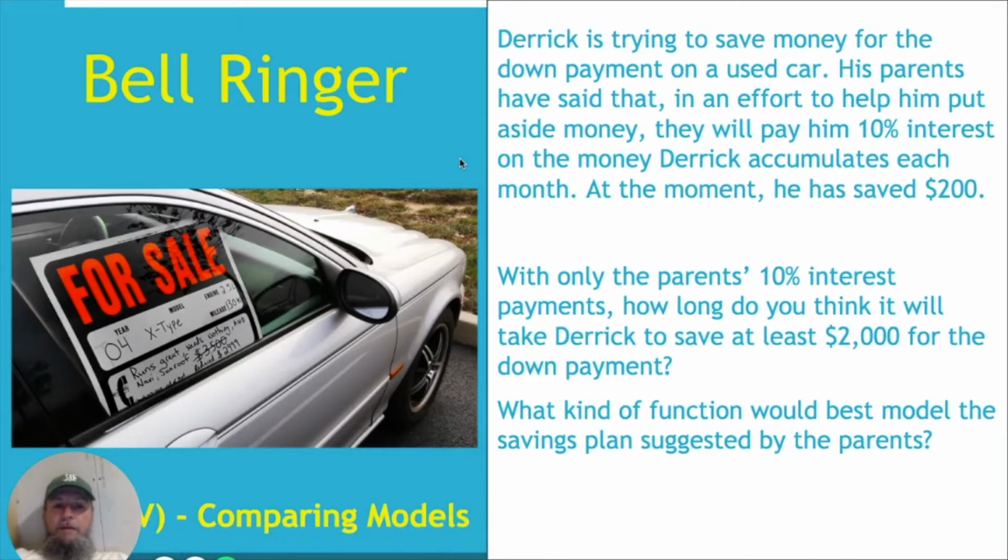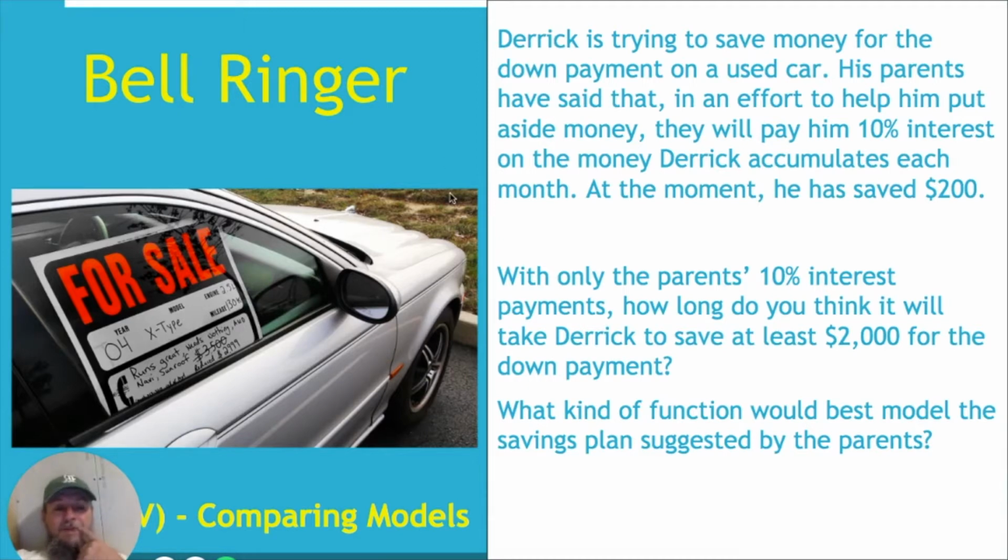We're talking about Derek. He's trying to save money for a down payment on a used car. His parents have said that in an effort to help him put aside money, they'll pay him 10% interest on the money he accumulates every month. At the moment, he only has $200. Now, with only the parents' 10% interest payments, how long do you think it will take Derek to save at least $2,000 for the down payment? And then what kind of function would best model the savings plan suggested by the parents?